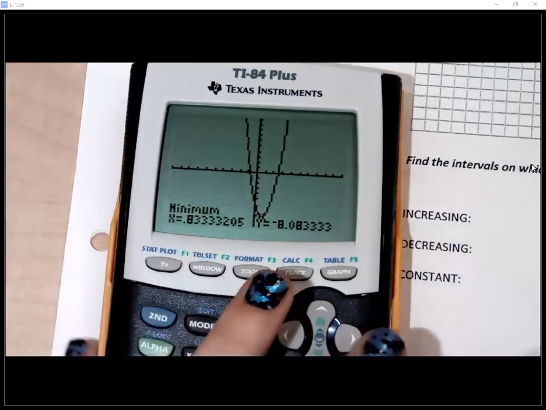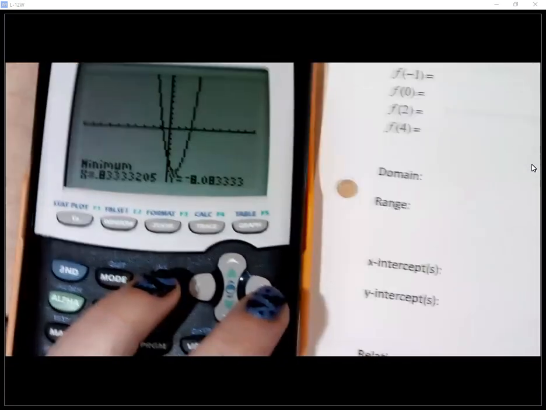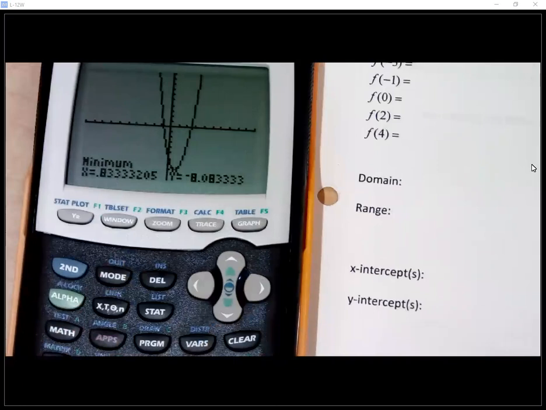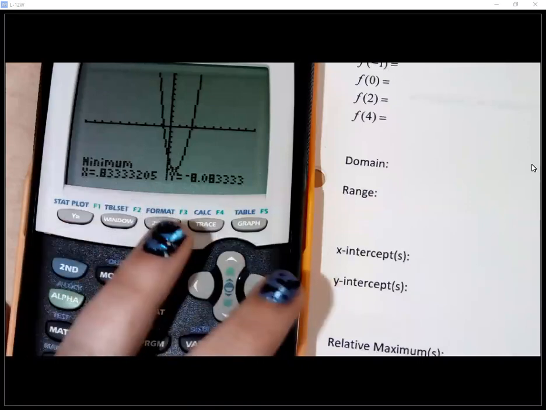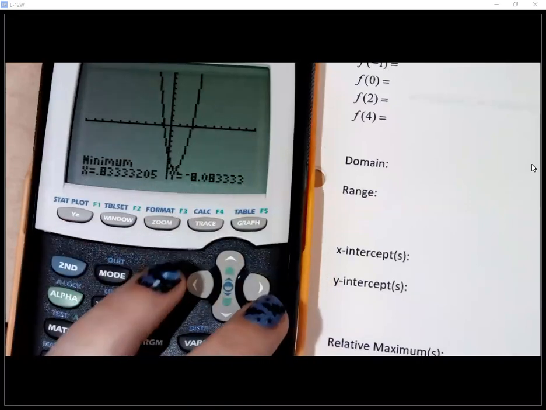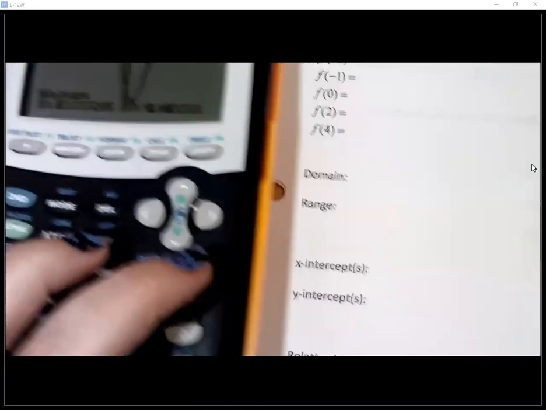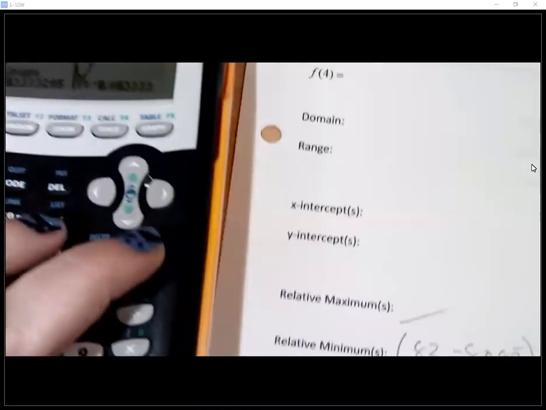So let's copy this down before we clear the screen. Relative minimum we had at 0.83 repeating. Oh, it's actually not repeating, huh? I'm going to round it. And then negative 8.083 repeating. Does this graph have a relative max while we're here? No, so I'm not going to have to answer that one. That's fine. Okay.